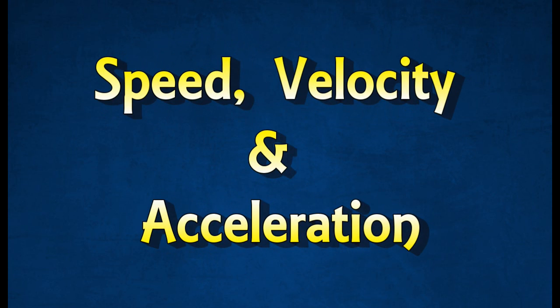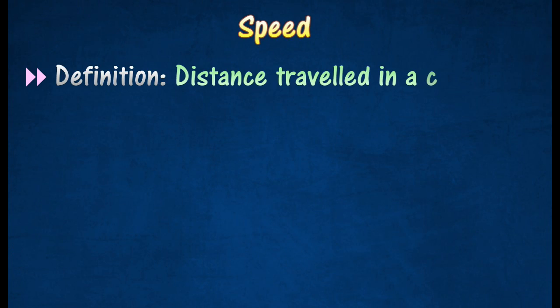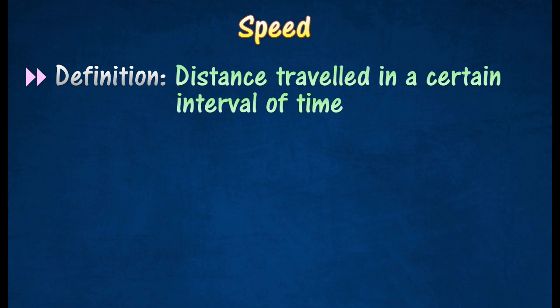Speed, velocity and acceleration. Speed is defined as the distance traveled in a certain interval of time. The speed of an object is a scalar quantity. It describes how fast or slow an object is moving.